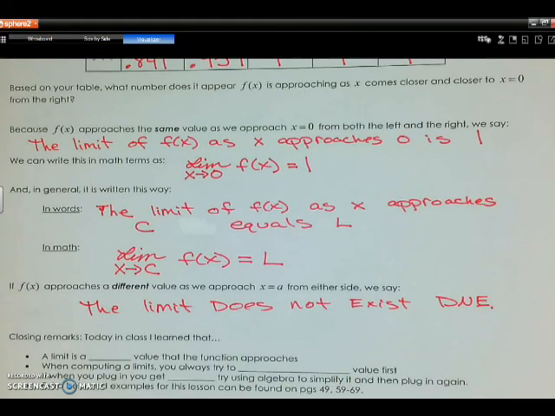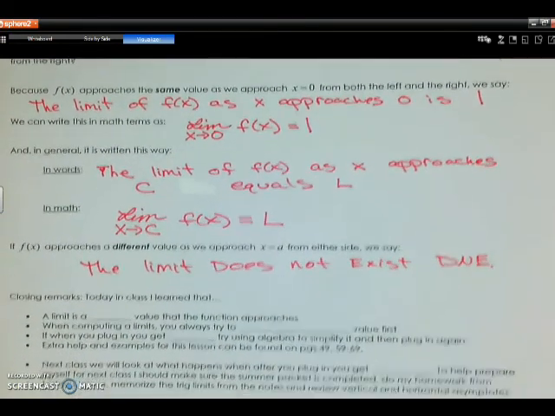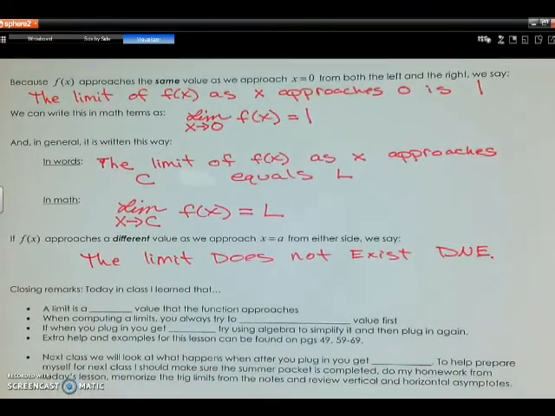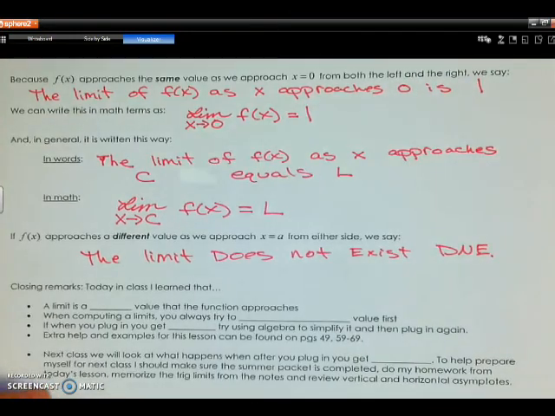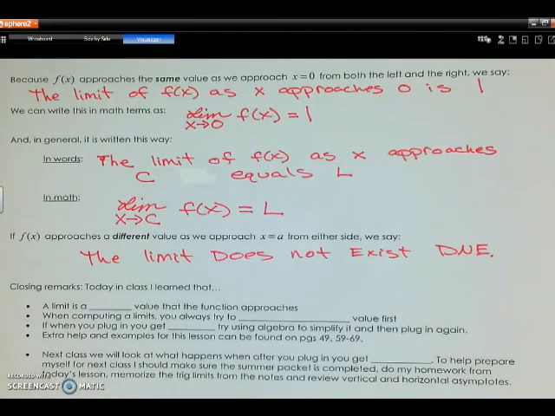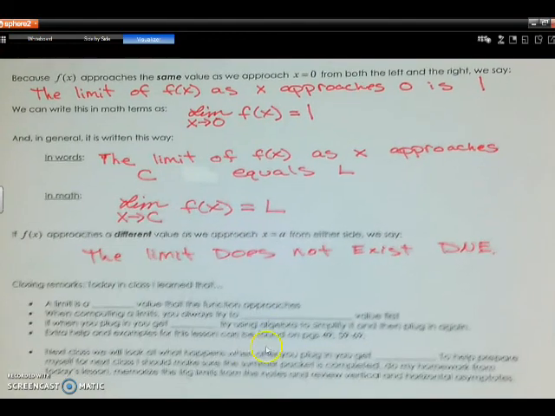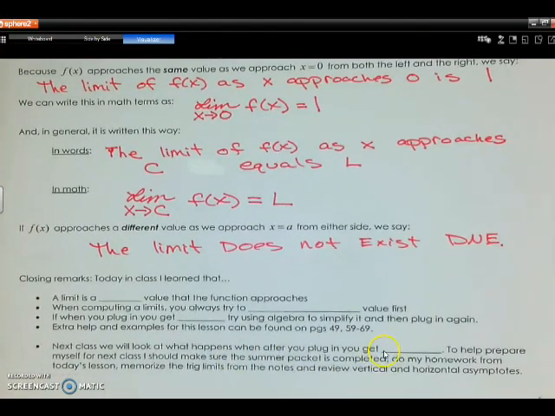Just in closing, keep in mind today that your limit is a y value, okay, that the function approaches. And when computing limits, always try to plug in the x. And when you plug in, if you get 0 over 0, you're going to have to try to simplify. And next time we're going to look at what happens when you get a number over 0.